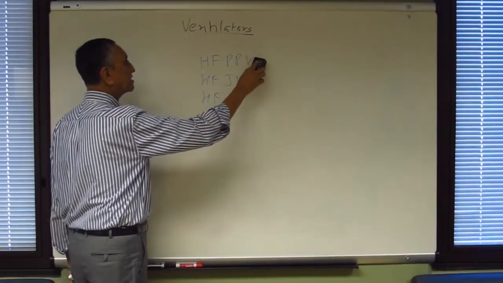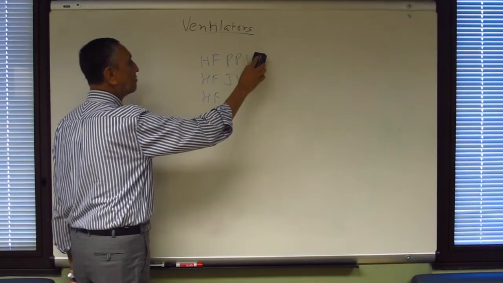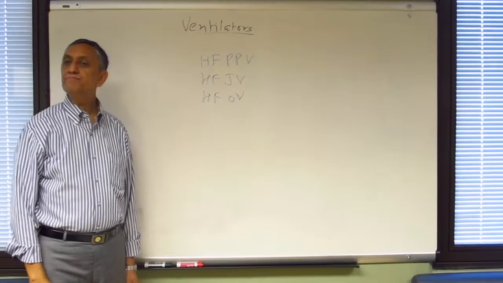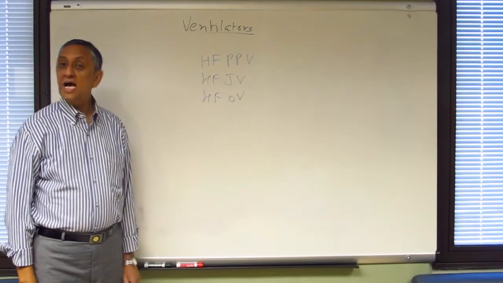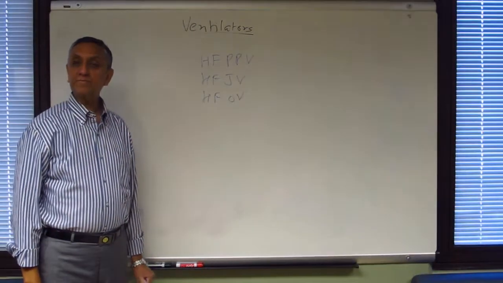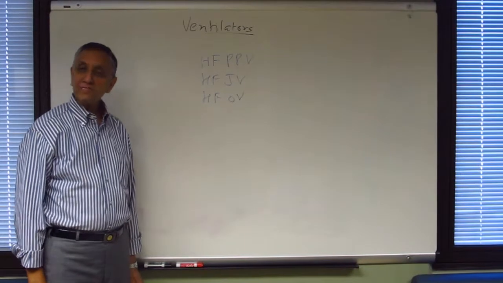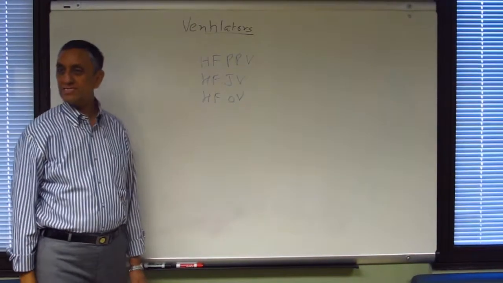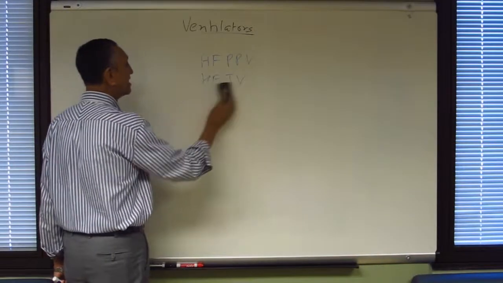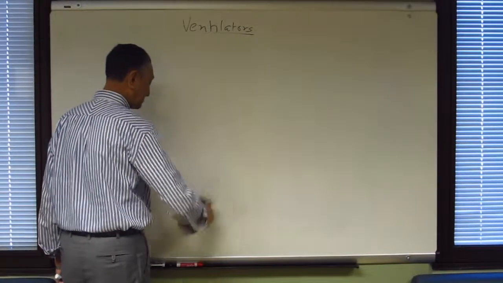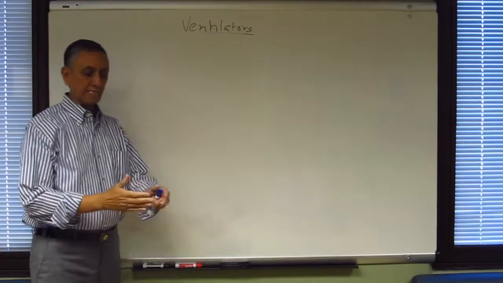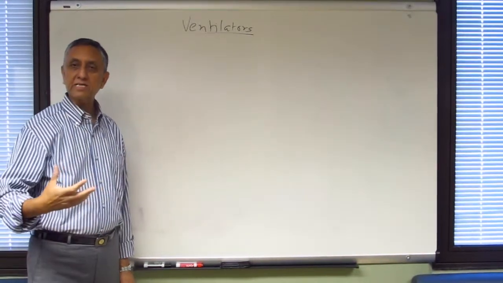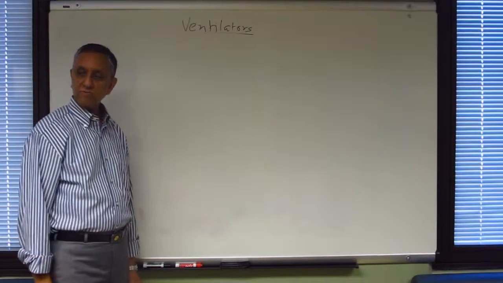One other fact: what is the respiratory rate in all these three? Hundreds per minute in positive pressure ventilation, thousands per minute in jet ventilation, and tens of thousands per minute in oscillatory ventilation. Go figure that. Basically, it ventilates the dead space. And because the dead space is greater in adults, it doesn't work as well.